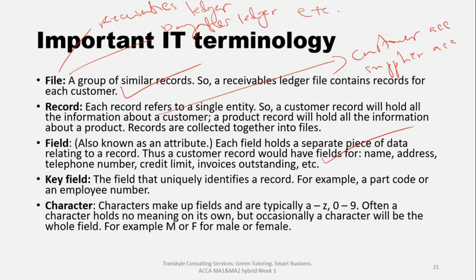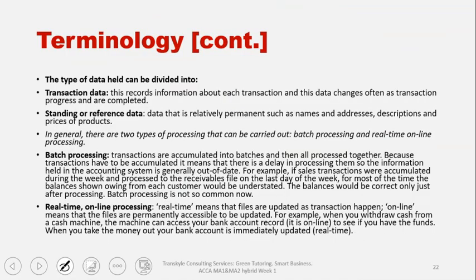What about a key field? The field that uniquely identifies a record, for example, a part code or an employee number. And a character. Characters make up fields and are typically A to Z, 0 to 9. Often a character holds no meaning on its own, but occasionally a character will be the whole field, for example, M or F for male or female. So you need to read around this area to understand more. But let's see if we still have other terminologies.